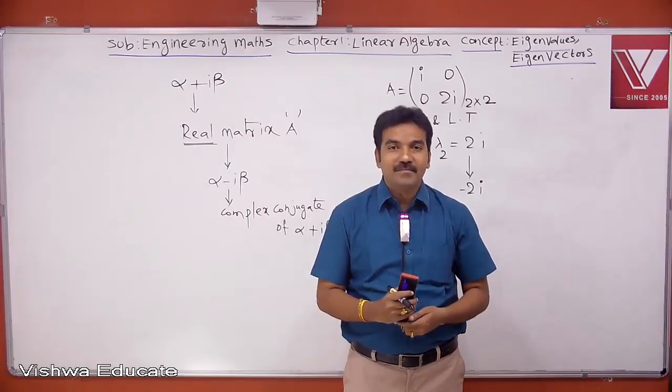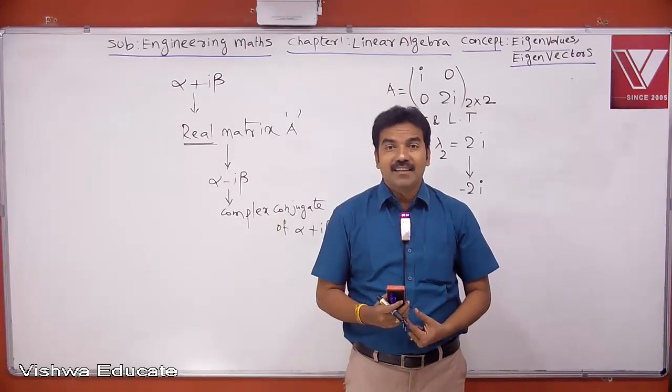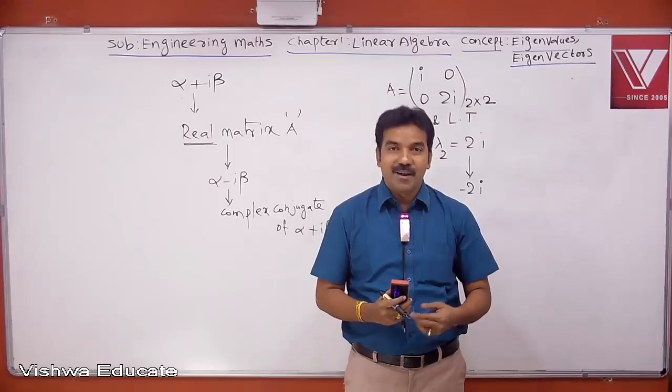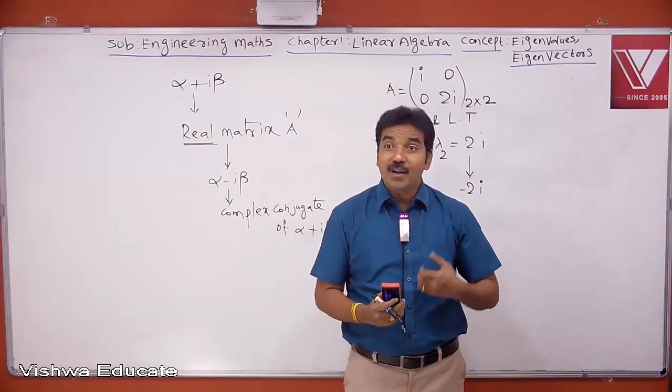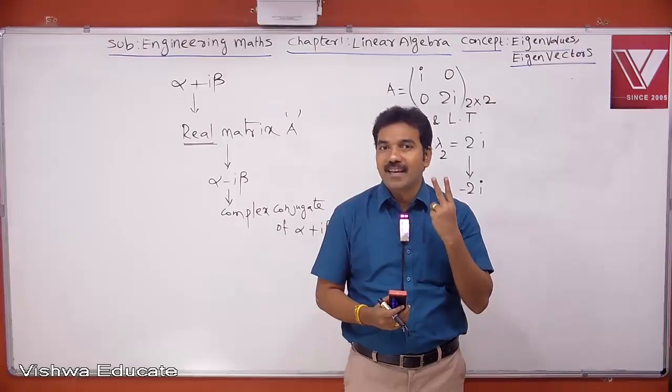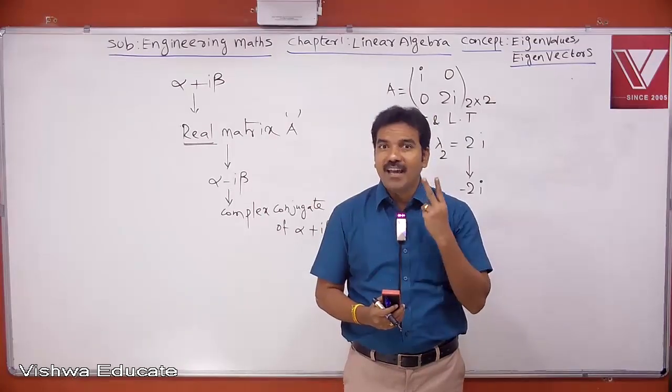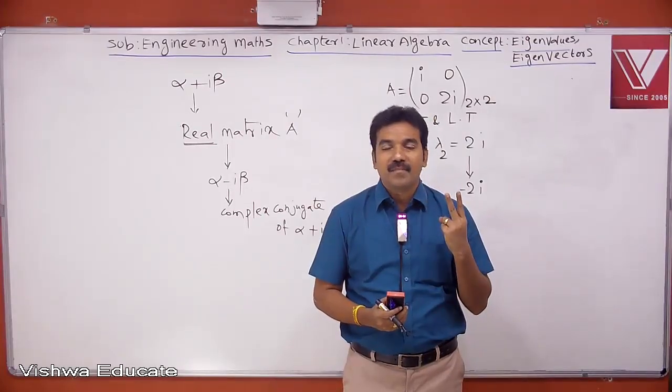Now I discuss one more point. I have a 3 by 3 real matrix. So in the worst case, at most it will be having two complex eigenvalues. So the rest of the eigenvalues will be real numbers.